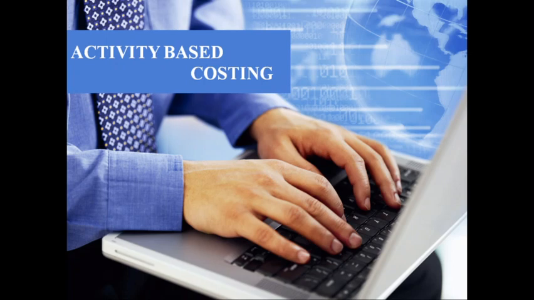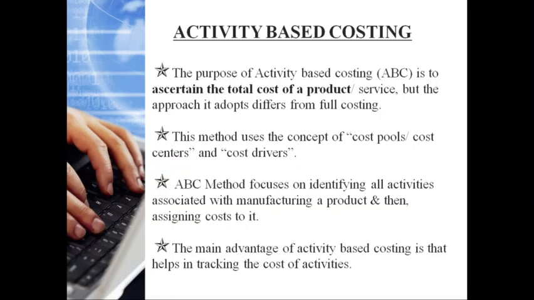The sixth costing method is activity based costing, in short called ABC. It is one more way of ascertaining the total cost of the product, and here it actually uses a different concept. It uses concepts like cost pool, cost center, or cost drivers. So what is done here under activity based costing? First we identify all the activities that are associated with the manufacturing of a product.